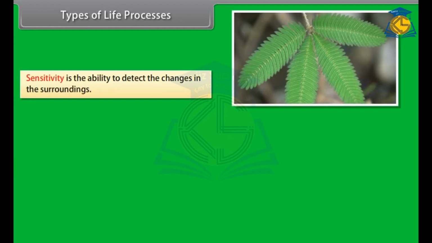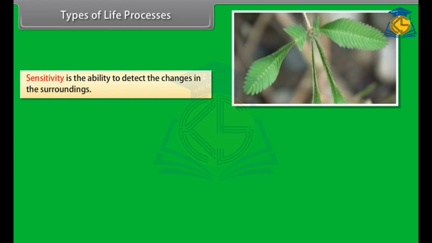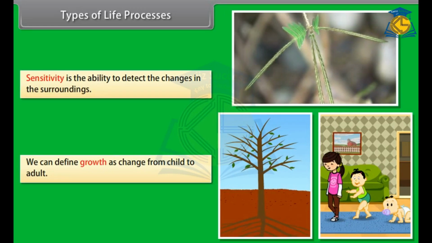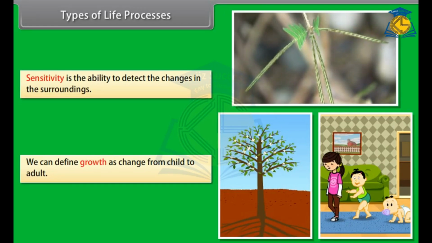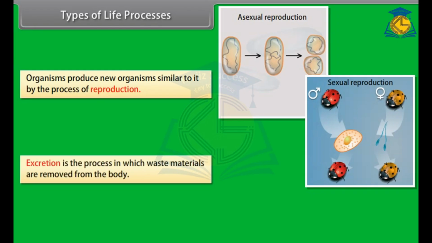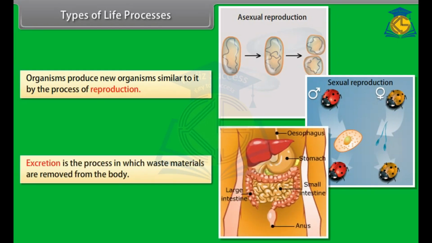Sensitivity is the ability to detect the changes in the surroundings. We can define growth as change from child to adult. Organisms produce new organisms similar to themselves by the process of reproduction. Excretion is the process in which waste materials are removed from the body.